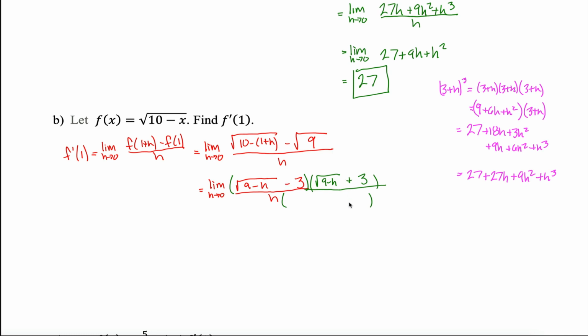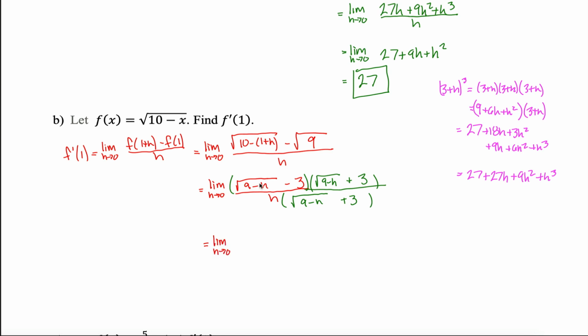So this minus changes to a positive. If I'm going to multiply the top by the square root of 9 minus h plus 3, I better also multiply the bottom by the square root of 9 minus h plus 3. It looks like we've made this limit way more complicated, but what you'll see when you multiply something by its conjugate, things work out really nicely.